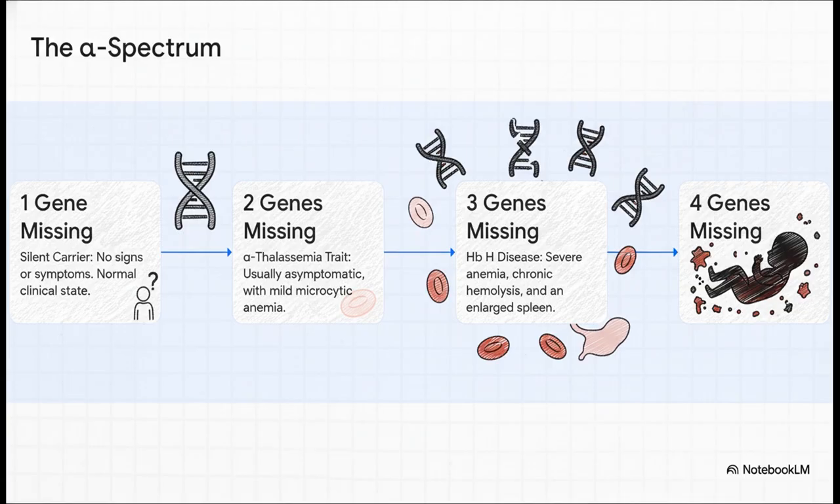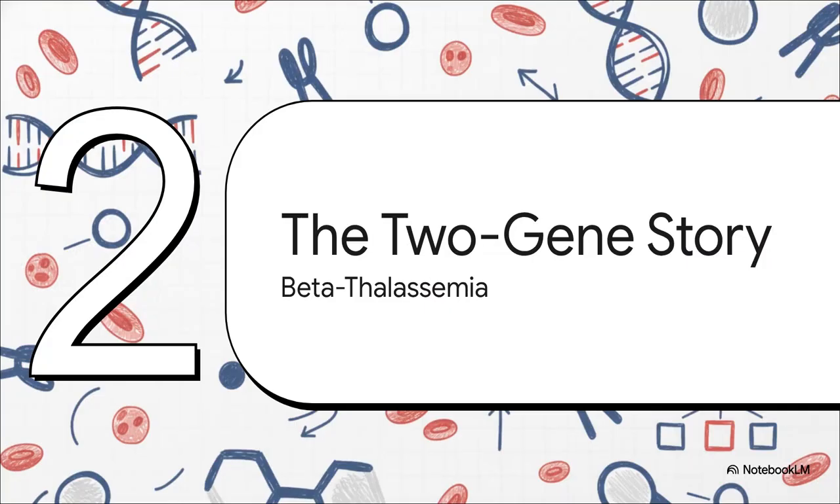But when 3 genes are missing, everything changes. This is hemoglobin H disease, and it causes severe anemia with chronic hemolysis, meaning your red blood cells are destroyed faster than your body can make them. And finally, if all 4 alpha genes are deleted, well, that condition is called hydrops fetalis, and it's incompatible with life. Okay, let's close that case file.